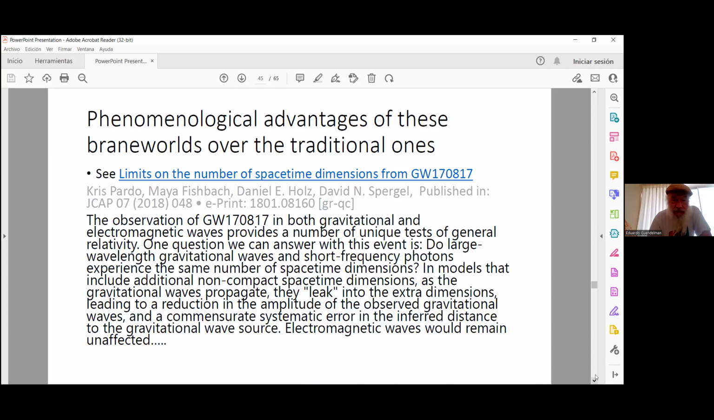Phenomenological advantages of these brane world scenarios over the traditional ones. There are very serious problems with the large extra dimensions. Here we will not have large extra dimensions because the dimensions become very small between the branes, right? It's like the extra dimension of the... right. The problem comes from the observation of the merger of neutron stars, which doesn't see any difference between the propagation of gravitational and electromagnetic waves. This is a paper on this.